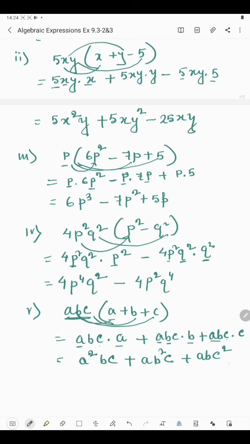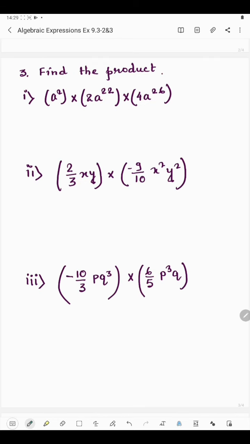Okay, now coming to question number 3. Now question number 3 says find the product. So here we will have to multiply a square with 2a to the power 22 with 4a to the power 26. So at first we will multiply the numbers.